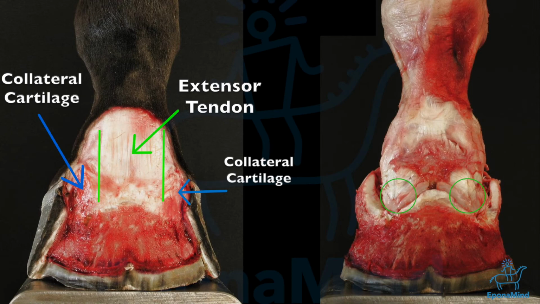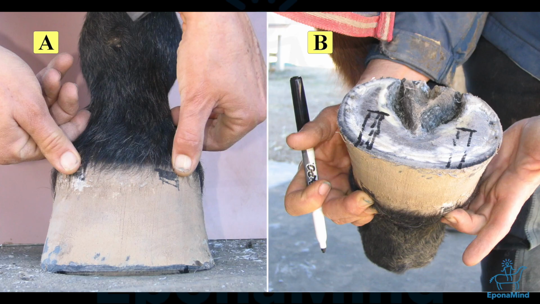The right image displays the bony protuberances of the second phalange. Note that the extensor tendon and part of the collateral cartilage were removed. Image A demonstrates how to palpate the coronary gaps and how to project them in a perpendicular fashion onto the sole.